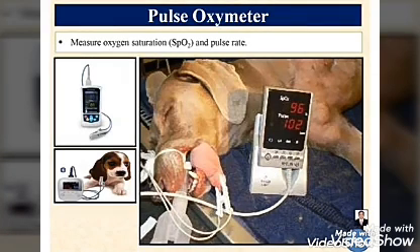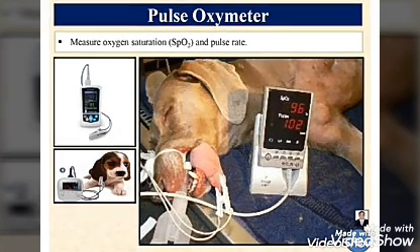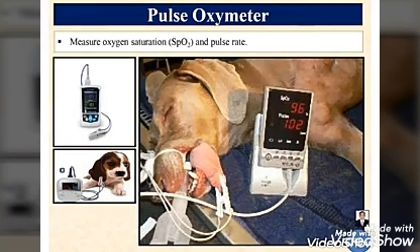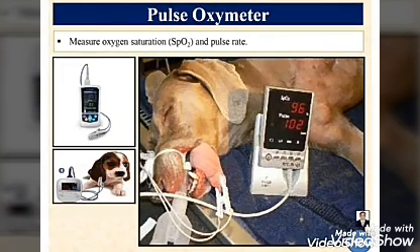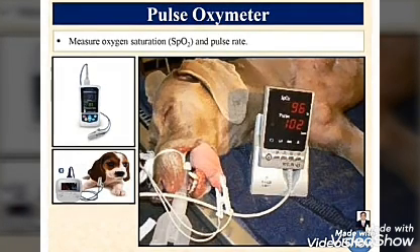So the pulse oximeter is very simple and it is an important pulmonary monitoring device, generally used for measuring the SpO2 and the pulse rate. The cost of this instrument is hardly 3,000 rupees. 3,000 rupees is nothing for a canine practitioner.